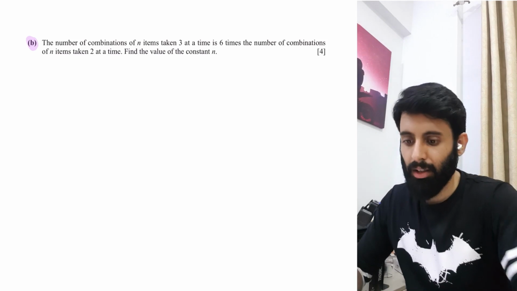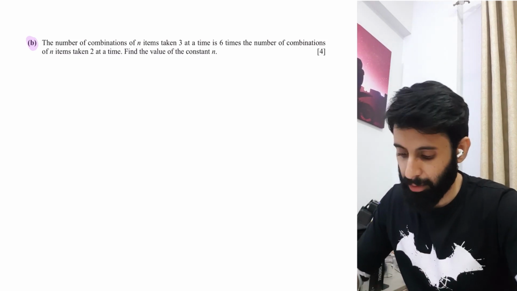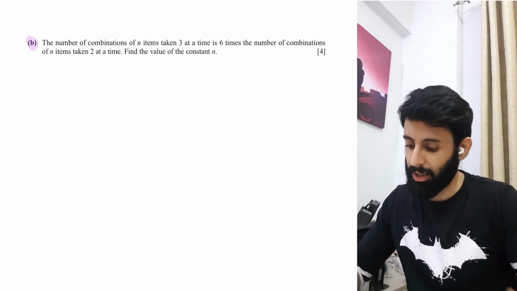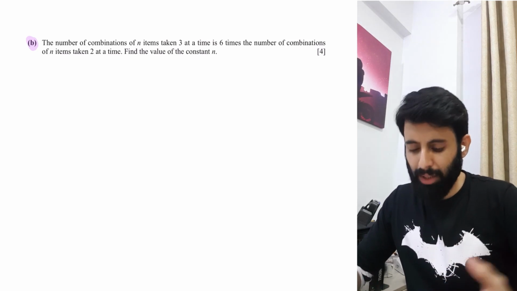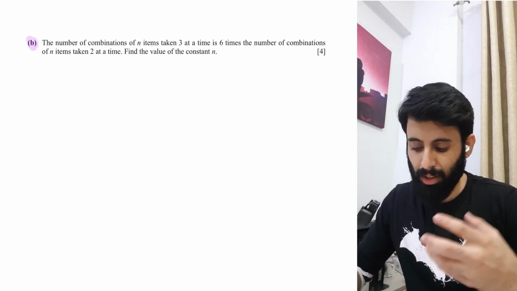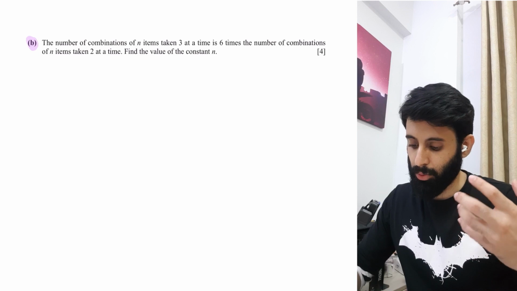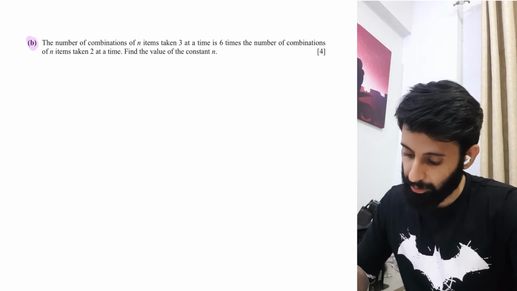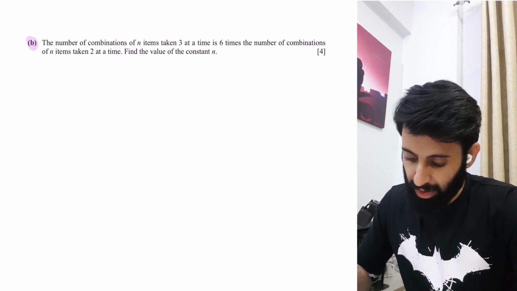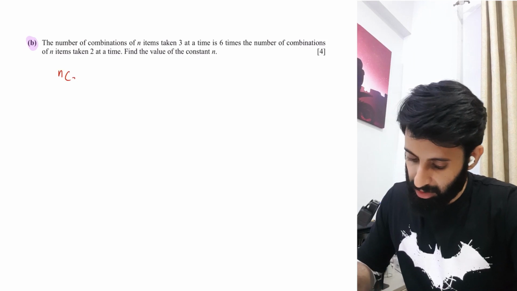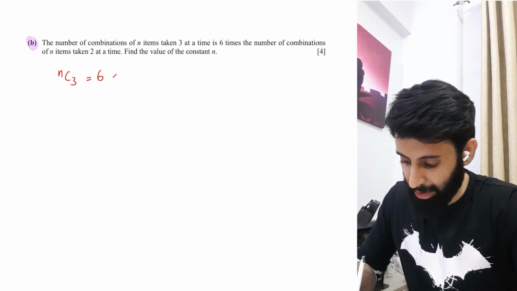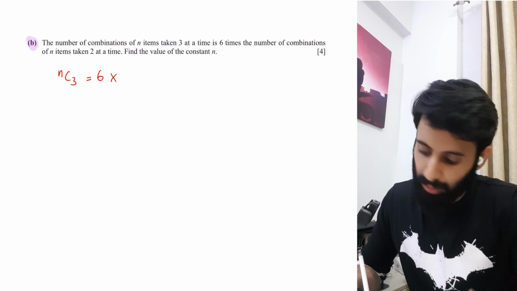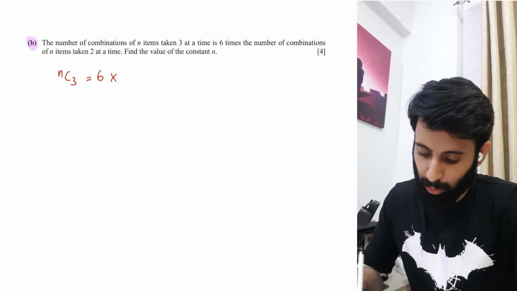Okay, so you have n, and by the way, this I've highlighted purple, which basically means that this is a question that you have to do without a calculator. I mean, you can use a calculator, but it's really not going to be of much help if you don't know how to work with C without using a calculator. So the number of combinations of n items taken 3 at a time, nC3, is 6 times the number of combinations of n items taken 2 at a time.